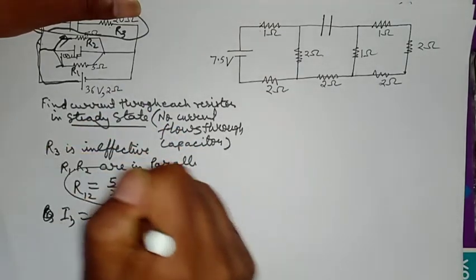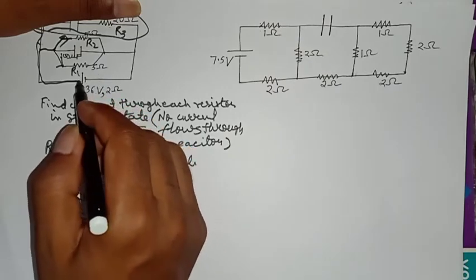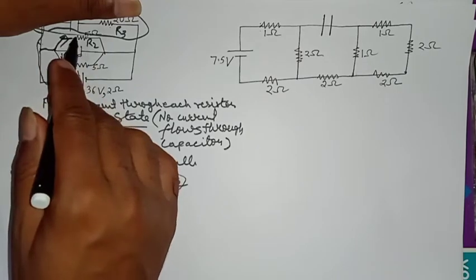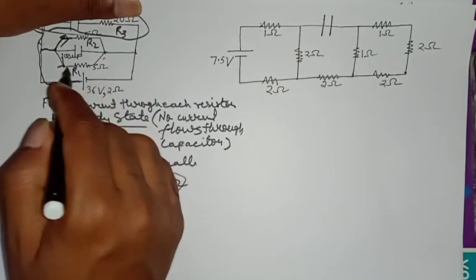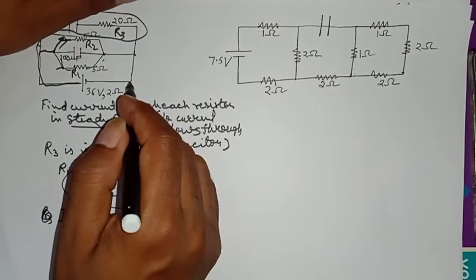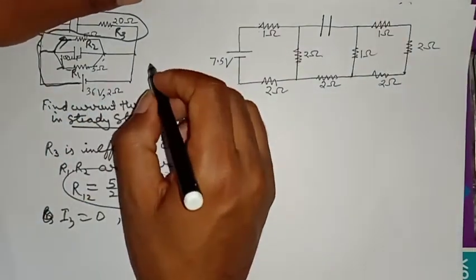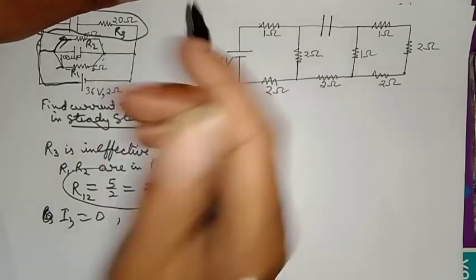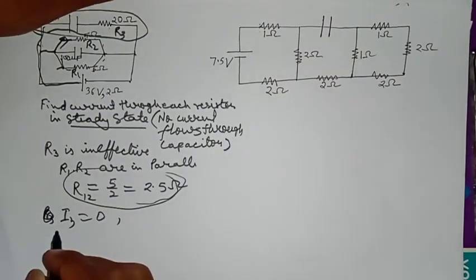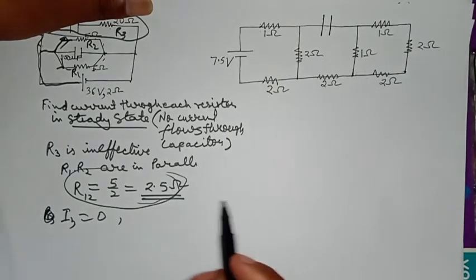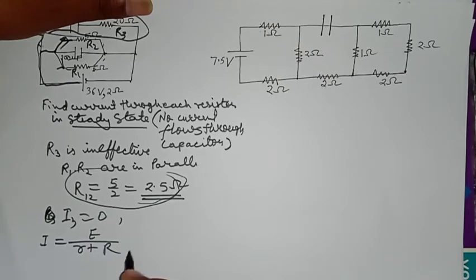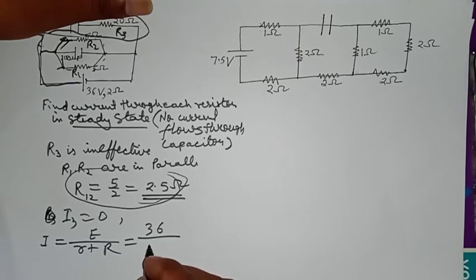Actually, it wasn't required. We can directly do this. The potential difference here will be the same as here. So we can consider it as two different circuits, and both will have the same 5 ohm resistor. So anyway, as we have calculated it, I will use it. So okay, I equal to E upon R plus R. E is 36, R is 2, another R is 2.5, so it is 4.5.